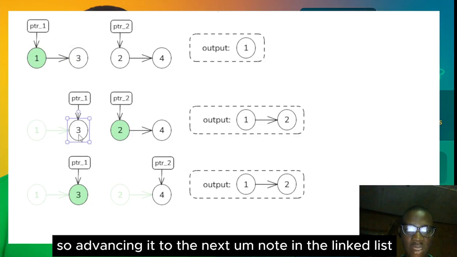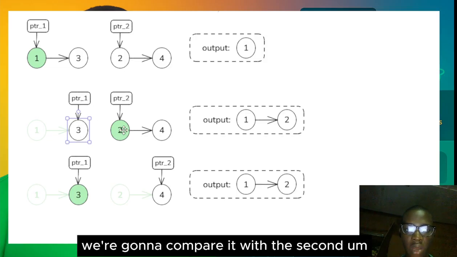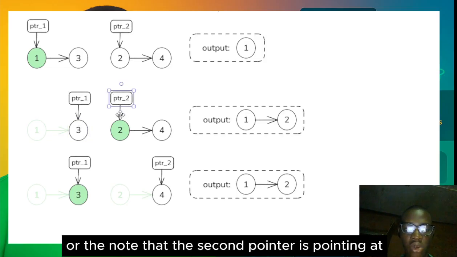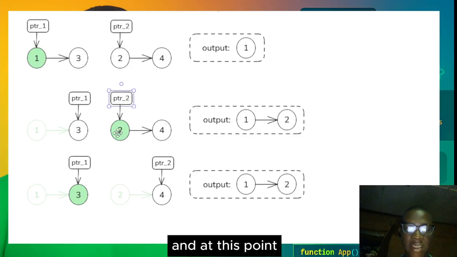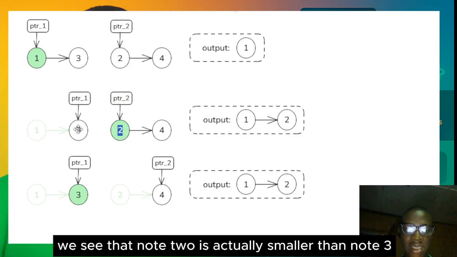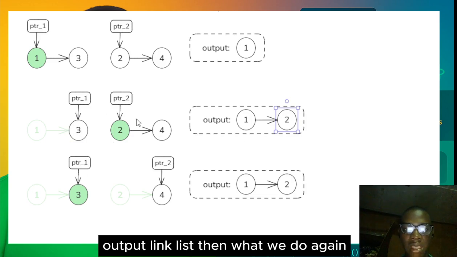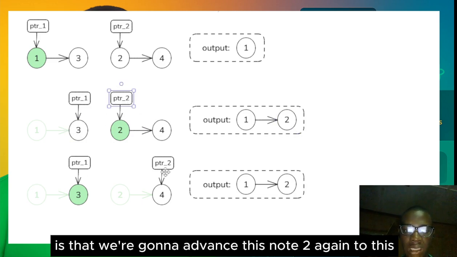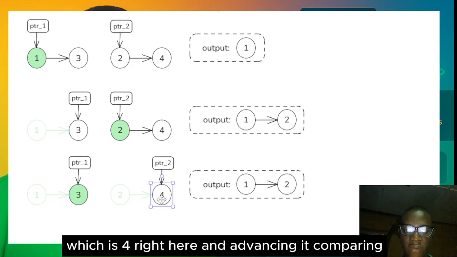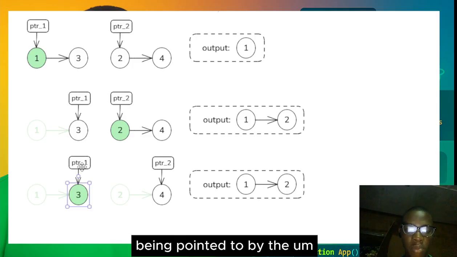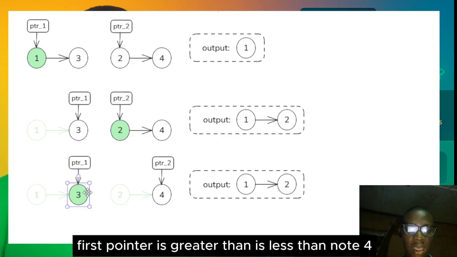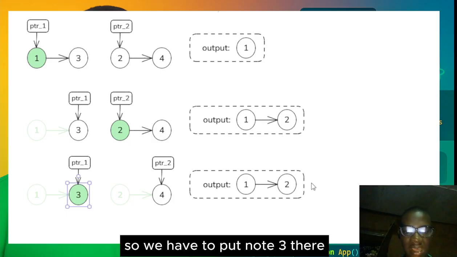Advancing it to the next node in the linked list, we're going to compare it with the node that the second pointer is pointing at. At this point we see that node 2 is actually smaller than node 3. So now it's time to add node 2 to the output linked list. Then we advance this pointer to the next node, which is 4 right here. Comparing now, we see that node 3, which is being pointed to by the first pointer, is less than node 4. So we have to put node 3 there right now.